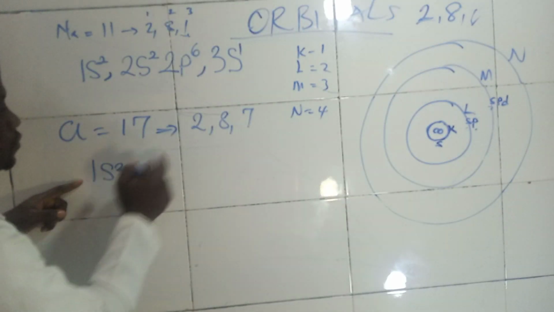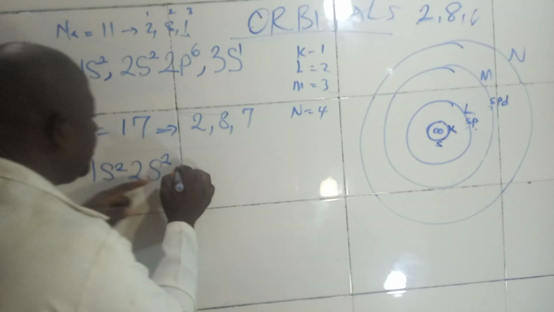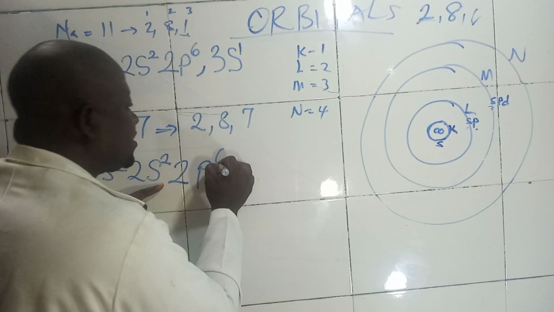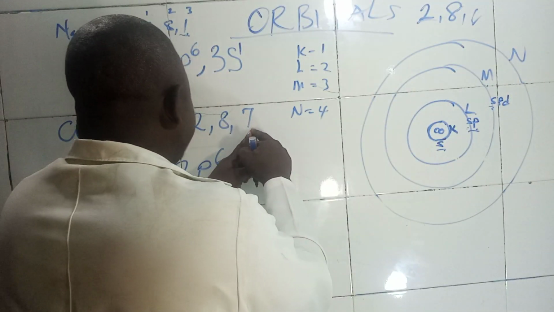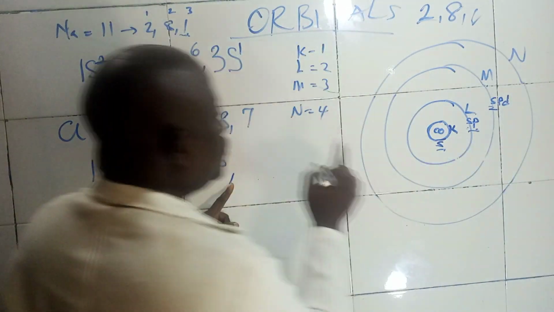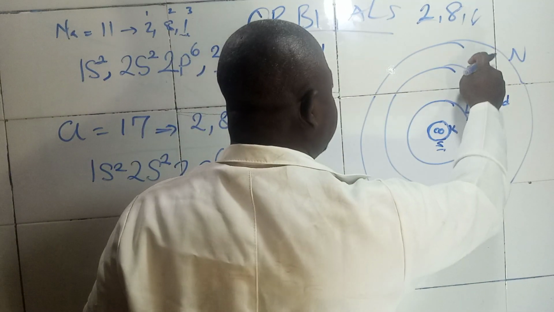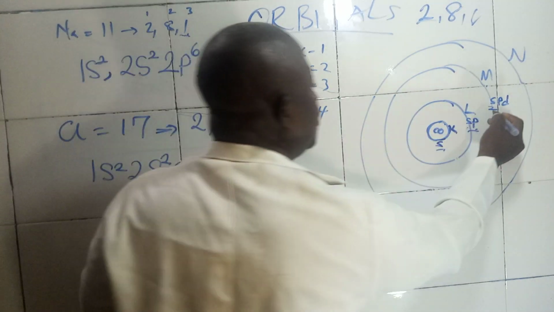So you have 1s2, we have 2s2, then 2p6 fulfilled. So you still have more electrons, that is 7 electrons. So the 7 electrons will now go to this place, this is s. So the s in this third shell will be 3s2. We go into this shell.